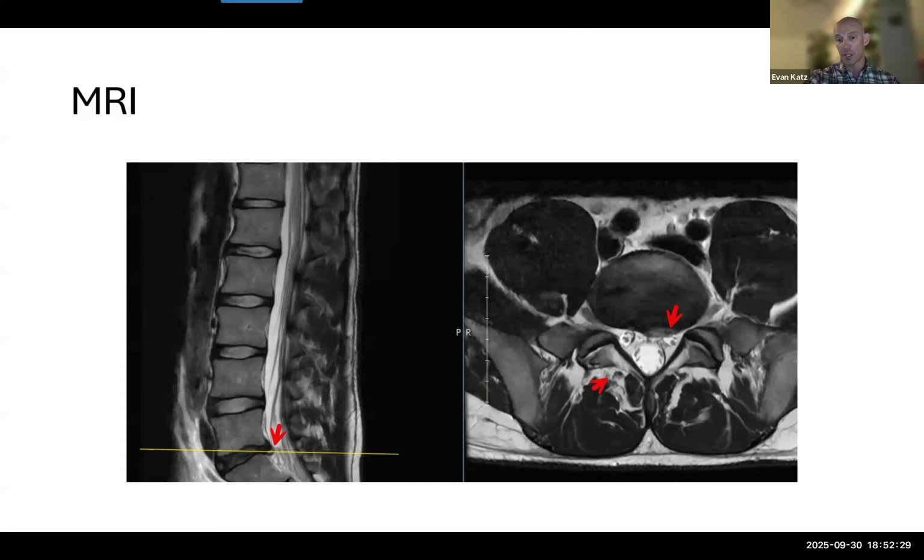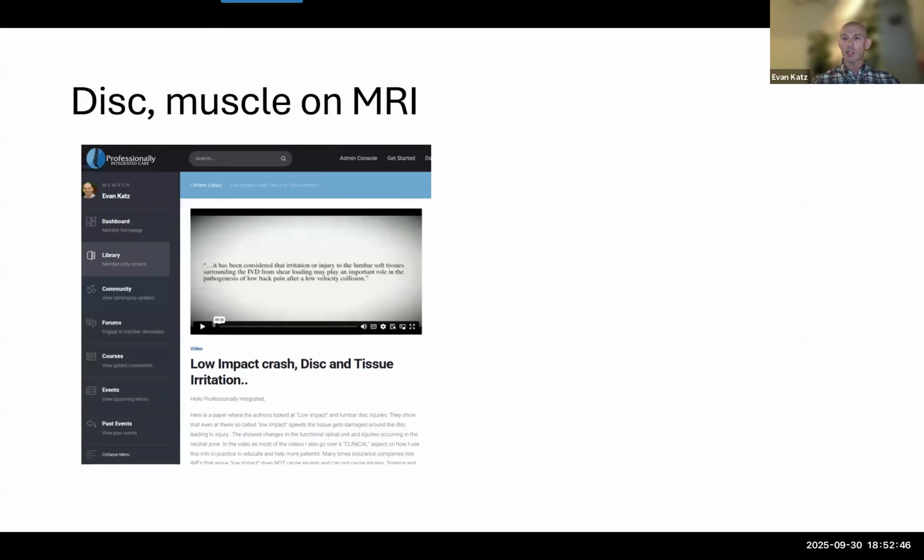Here's the torn disc on this side. And then sometimes we'll even talk about if they have fatty infiltration of the multifidus muscles. Like, okay, so they have a disc bulge. A lot of people have disc bulges that don't hurt. Why is this one symptomatic for your patient? Why was this one? And the same type of thing, you're going to go onto the site.